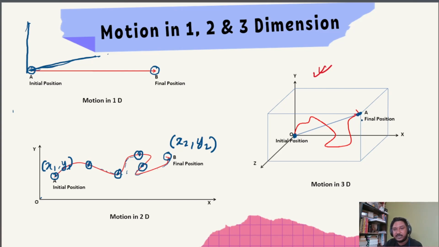but initial and final positions are different, and we cannot explain this with the help of one axis or two axes. Rather, we need three coordinate axes, that is x, y, and z, to explain all the points that were there in the path, and then only we can calculate the various parameters of motion. So this kind of motion is called translation in space in three dimension.